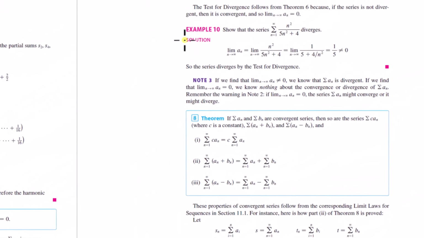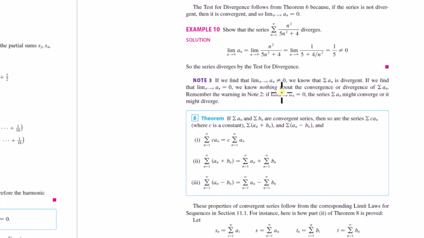It's interesting. Okay, so here they work an example. Here's the sequence formula, and they take the limit, and it's not equal to zero, so you know that this series diverges. Okay, note, if we find that the limit as n approaches infinity of a sub n is not equal to zero, we know that the corresponding series is divergent. If we find that the limit as n approaches infinity of the sequence is equal to zero, we know nothing about the convergence or divergence.